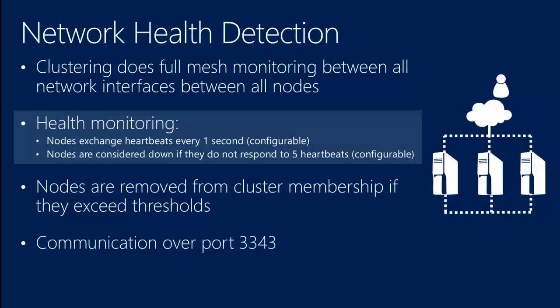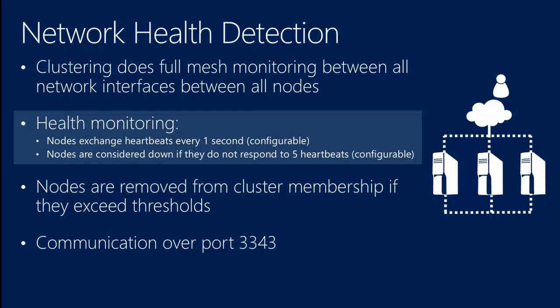So clustering actually does full mesh health detection between all networks and all nodes. So here, if I have a 3-node cluster, node 1 actually has communication across node 2 and node 3. It builds network routes from across node 2 and node 3, and across all interfaces. So it's across the publics and the privates and all the other networks that you have. So we're actually doing full heartbeating between all the known interfaces.